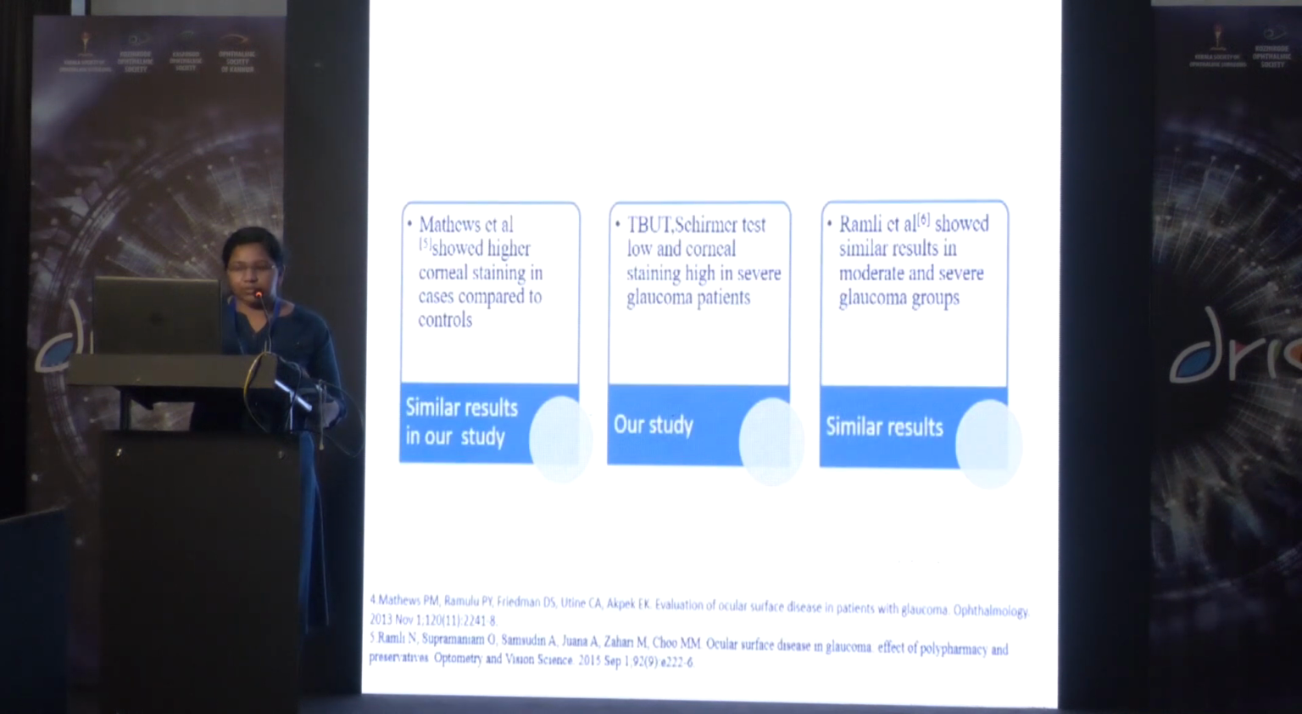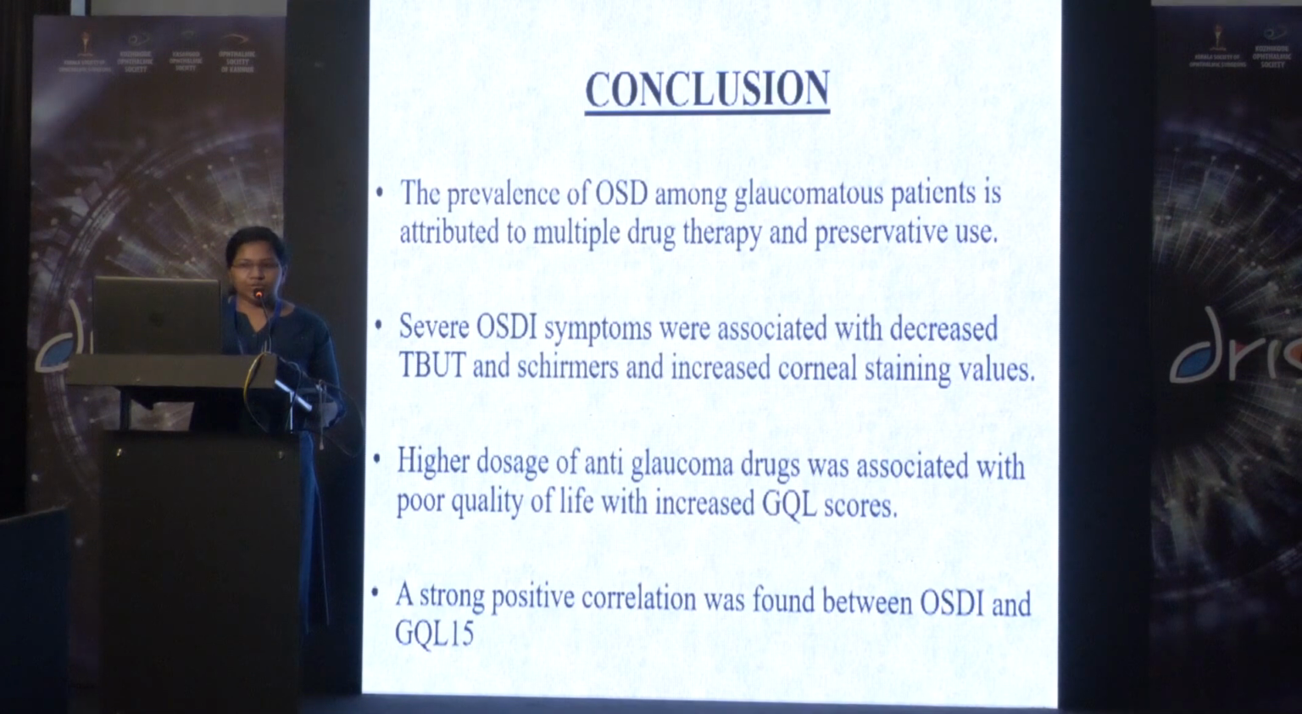TBUT and Schirmer test was low and corneal staining was high in severe glaucoma patients. This was similar to the studies conducted by Matthews et al. and Ramley et al. Conclusion.